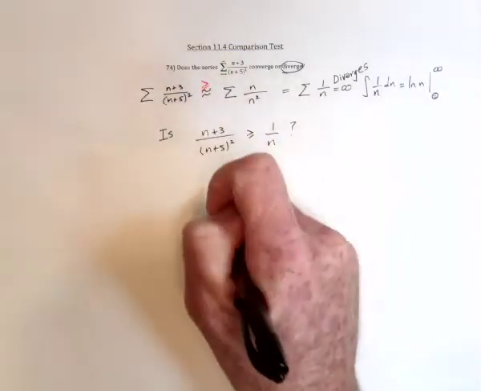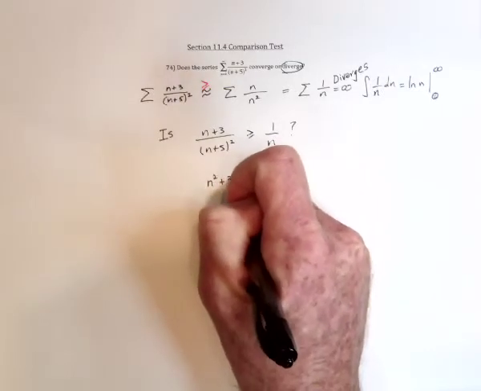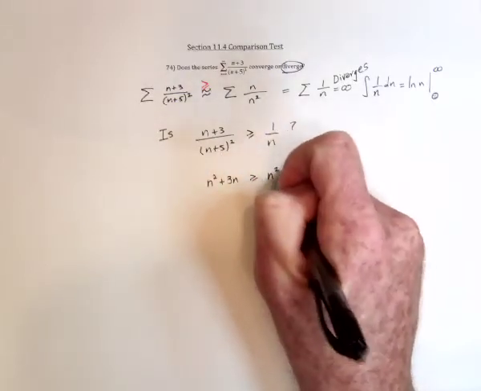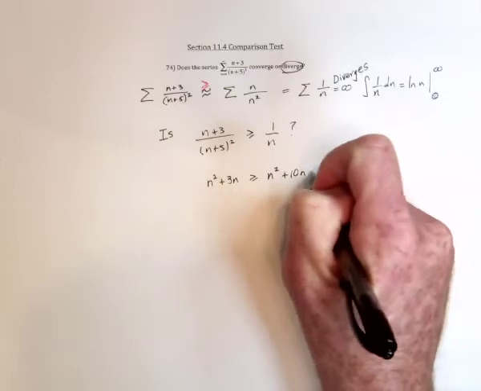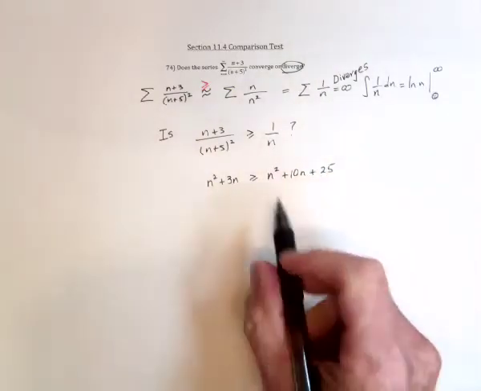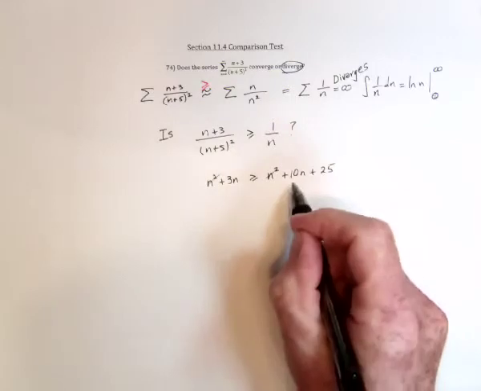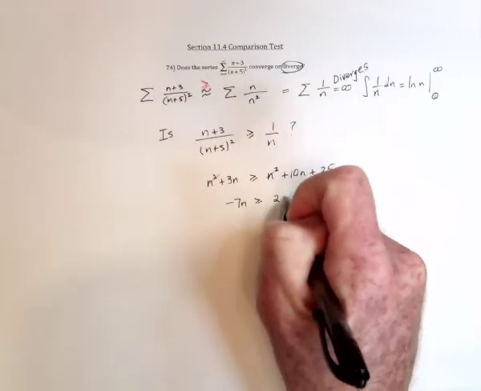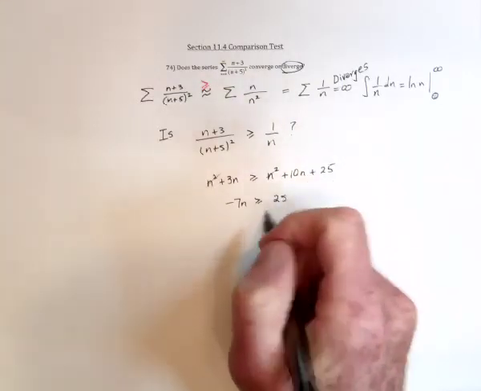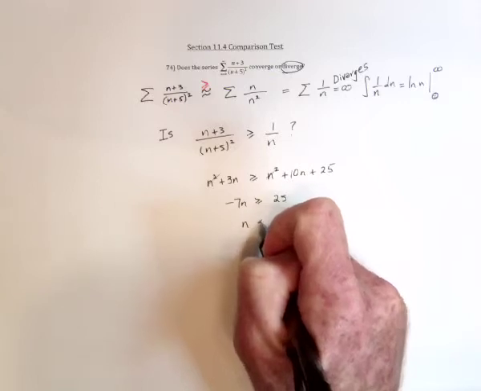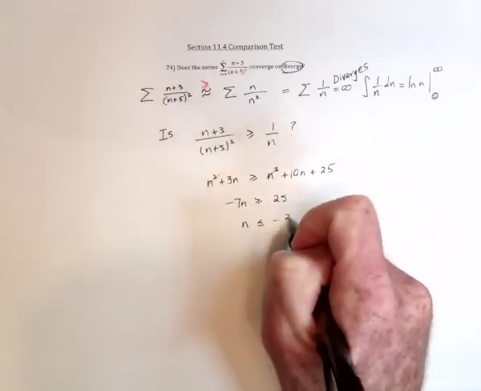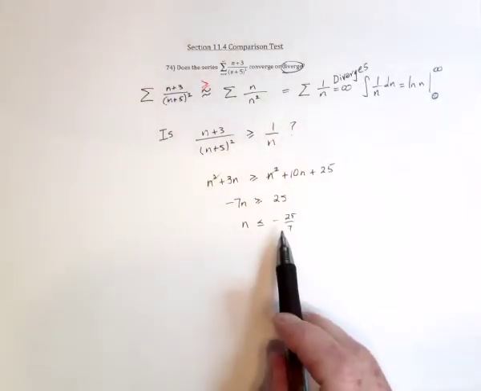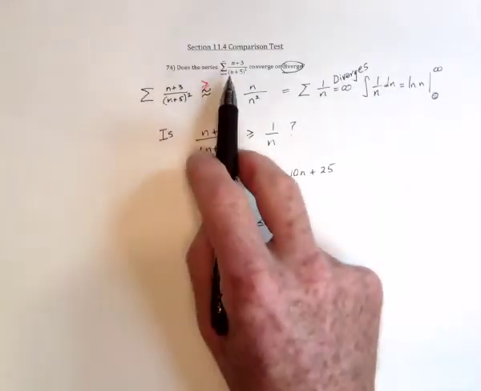So cross multiply, and we get n squared plus 3n is bigger than or equal to, multiply this over here and multiply it out, n squared plus 10n plus 25. The n squareds are going to cancel, and you could move the 10n over here, so negative 7n is bigger than or equal to 25. And then divide by negative 7, n would have to be smaller than or equal to negative 25 sevenths. So this is saying n has to be negative numbers, which is not true.